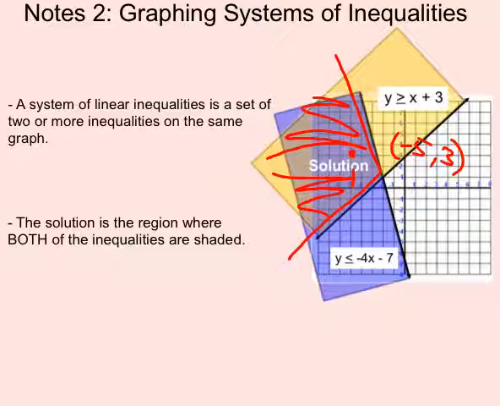And I'll show you what that kind of means later in our word problem. The solution is the region where both of the inequalities are shaded. All right, so you see that.